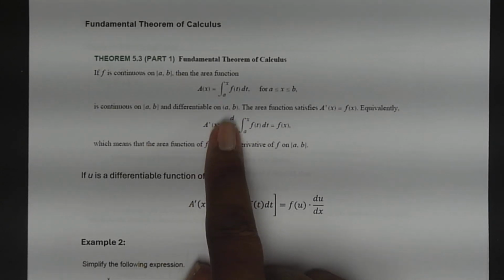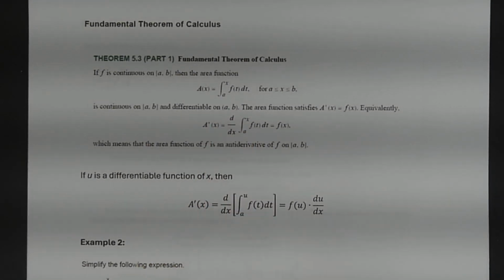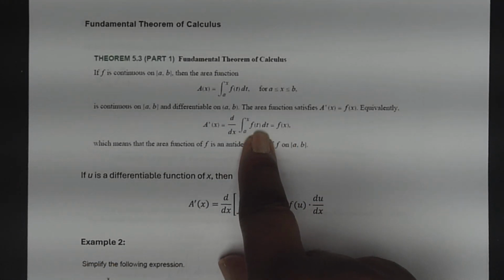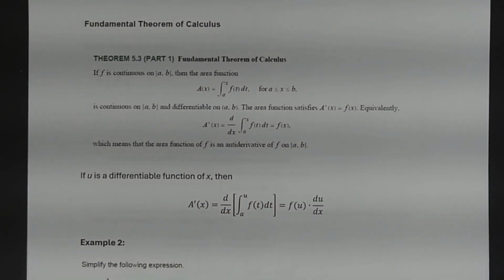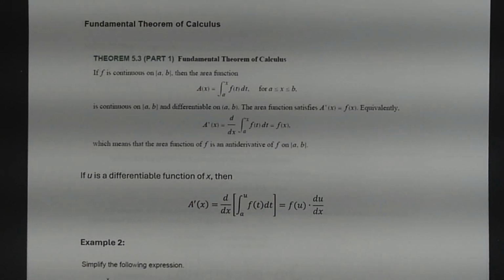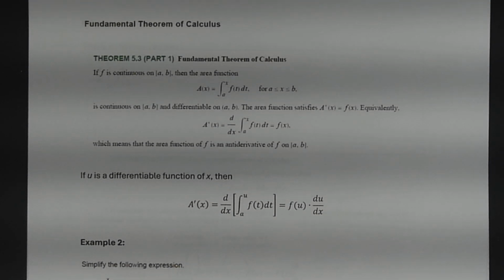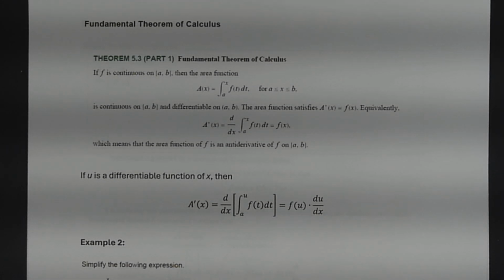And if you look at it, the derivative and the integral are inverses of each other. So you'll end up getting the f of t dt, or just f of t. And you replace the x with that t, so it would be f of x. And this means that the area function F is the antiderivative of f on the closed interval [a, b].